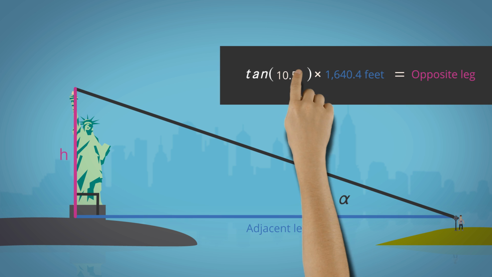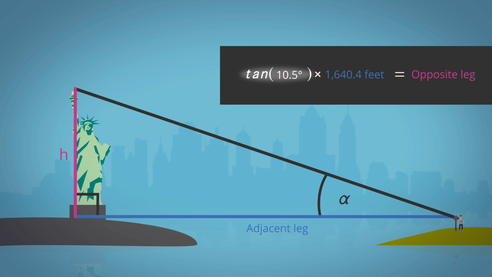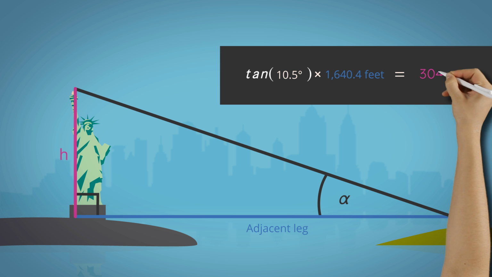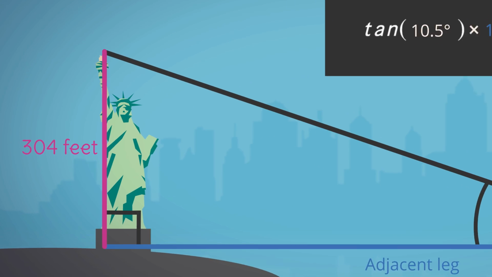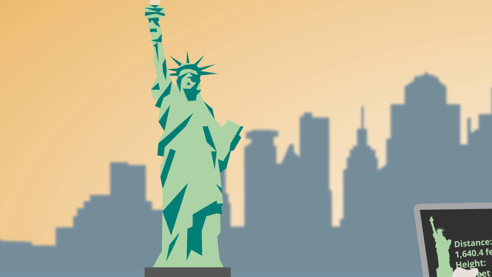You will need to use your calculator to determine the tangent of 10.5 degrees. Then multiply that number by the distance to the platform, which is 1,640.4 feet, to solve for the unknown height, which is also the opposite leg. She's a big one, 304 feet tall.